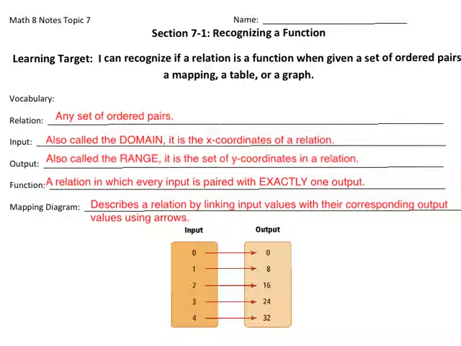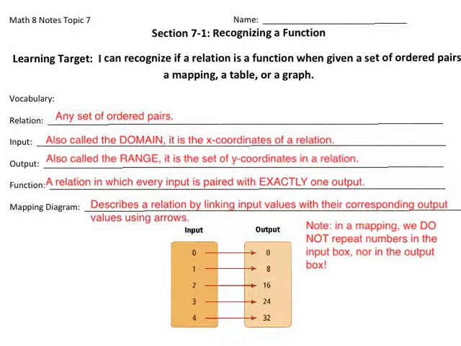So I want to take a note here that in a mapping, we do not repeat numbers in the input box nor in the output box. So here is a mapping diagram. We have our input box and our output box. We do not have any numbers repeating over here. So if I had 3 4s, I would only put just 1 4 down. Don't repeat the numbers. That's what that means. And here I don't repeat any numbers in my output box.